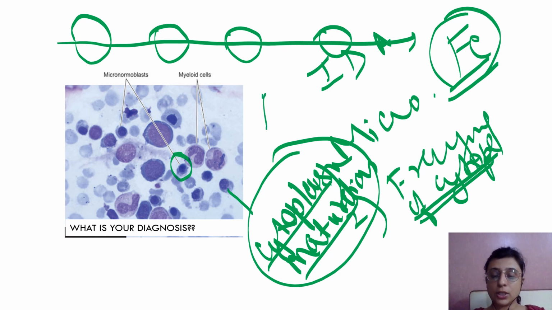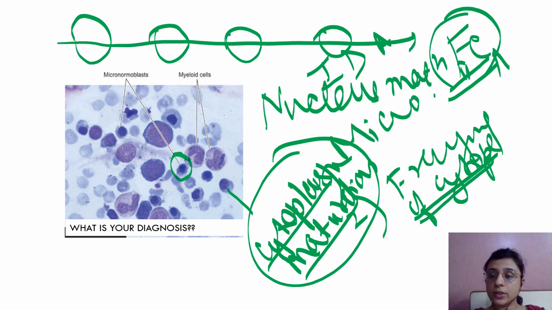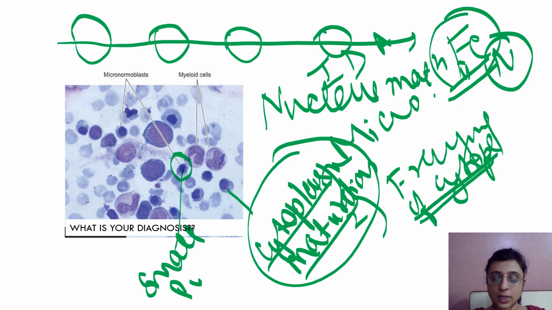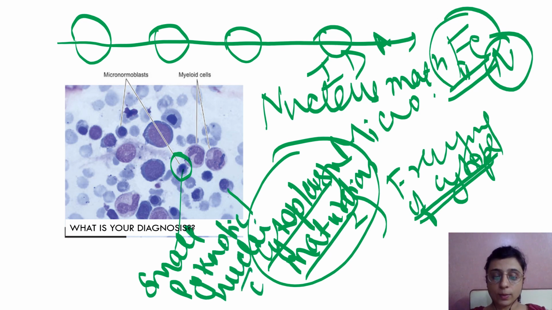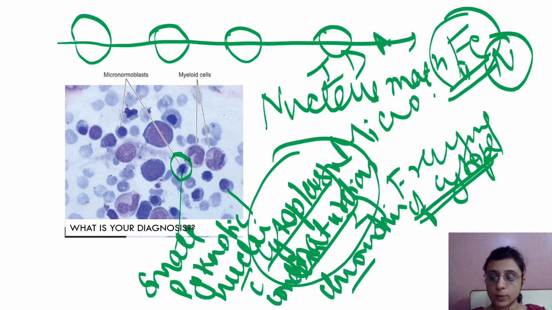So the nuclear maturation is normal. That means the size of the nucleus is decreasing and the condensation of chromatin is occurring. That means it is a small pycnotic nucleus. It is a mature type, so small pycnotic nucleus with very condensed chromatin. I hope that is clear. So it's a micronormoblast: condensed small pycnotic nucleus along with some amount of cytoplasm which has fraying of cytoplasmic borders, and also the maturation is not properly occurring.